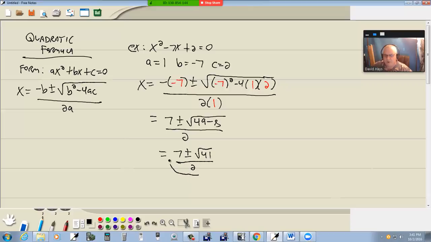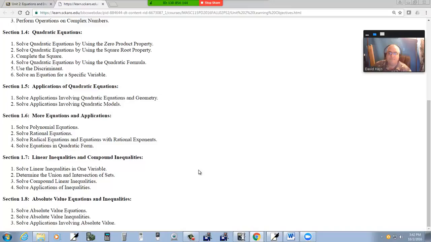And I think 41 is prime, so that would be our answer. And that's the end of that section. Okay. Now we're down here. I'm skipping over 1.5, just in the interest of time. We're down at 1.6, polynomial equations.